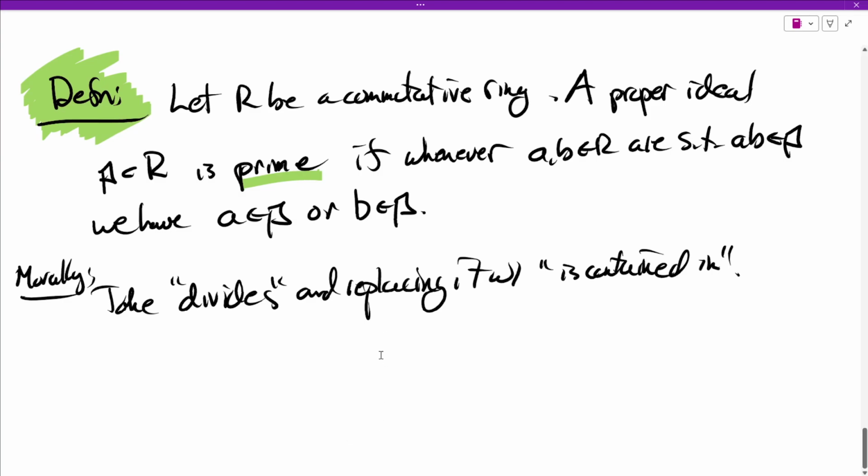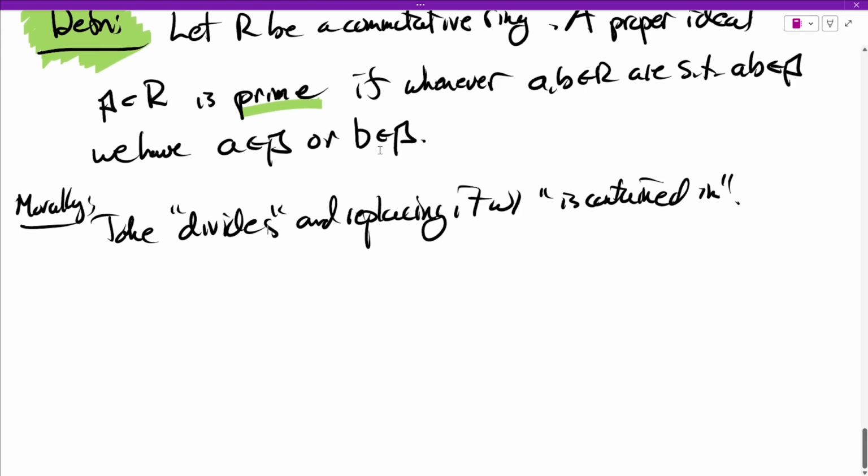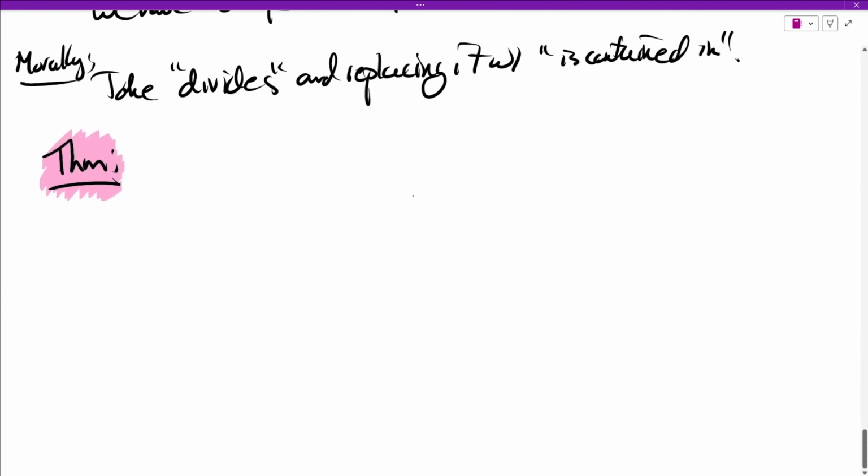So this is kind of weird. Let's do a theorem that will give us some ways of recognizing if certain common ideals that we've seen before are prime, and then we'll do some hands-on examples with ideals in a second. But let's do a theorem first.